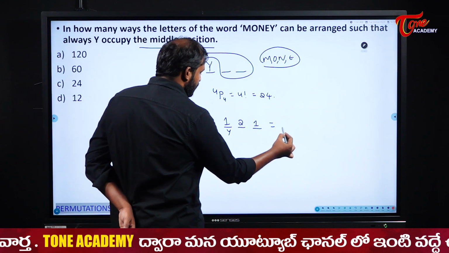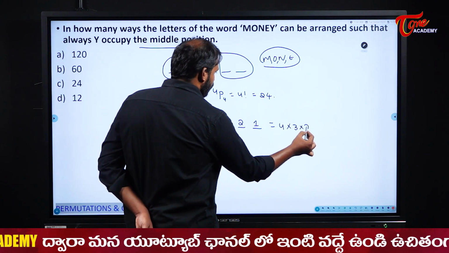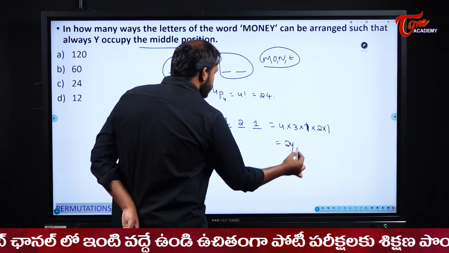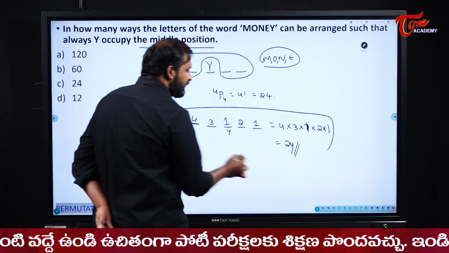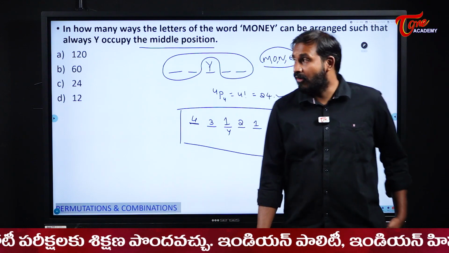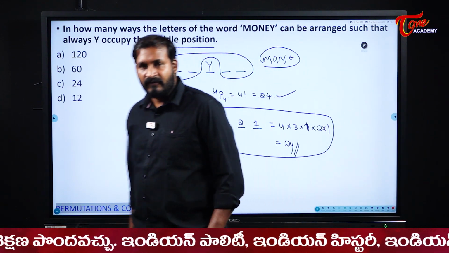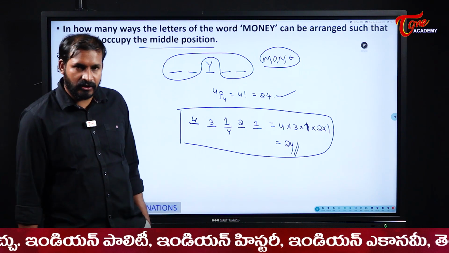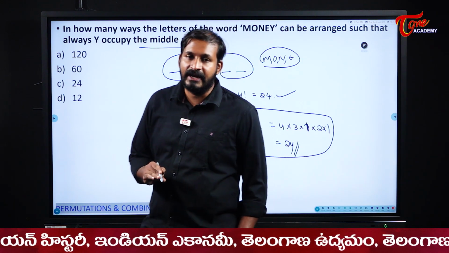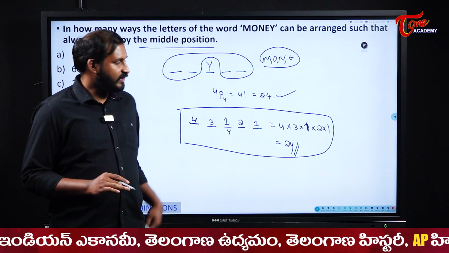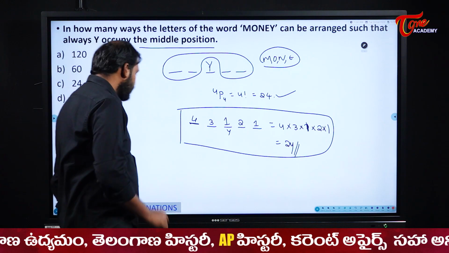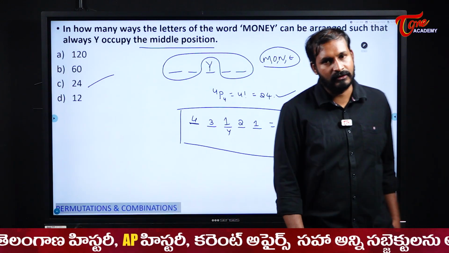So, this will become what for me? 4 into 3 into 2 into 1 into 1. That will become 24. So, this one is with the chances case, that is the generalized case, and this one is with the formula. Whenever a condition is given, such as Y should occupy the middle, or Y should occupy the start, or Y should occupy the end, we should always fulfill that condition first and then only arrange the remaining elements. So here our answer becomes 24.